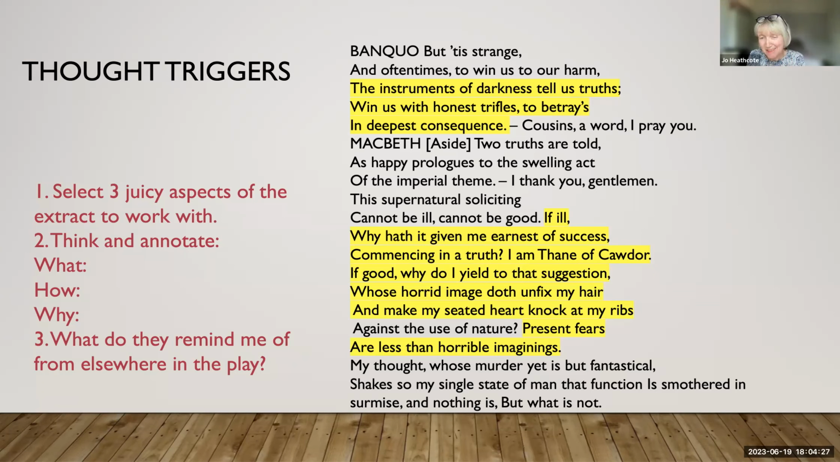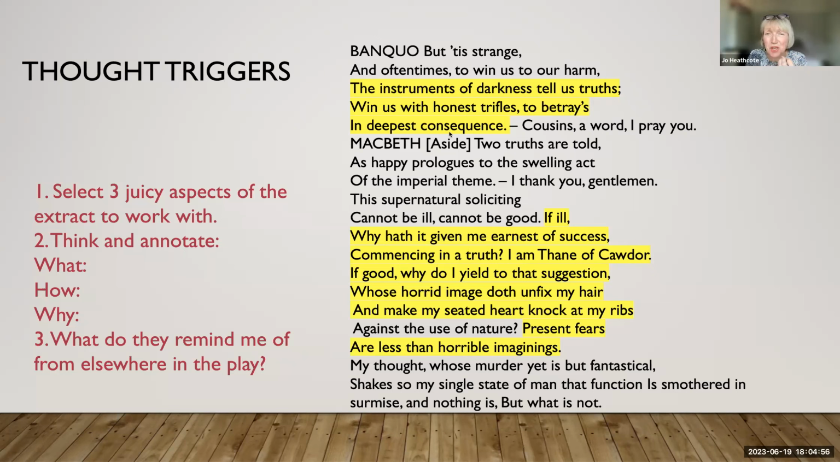He's now thinking about the third element of the prophecy. We've got his questioning there: why is this happening? Why have I got these horrible images in my head? Why am I now having disturbing thoughts about how I might make the third thing happen? Present fears are less than horrible imaginings. So we know already that this has planted some seeds of doubt in his mind about his own integrity.